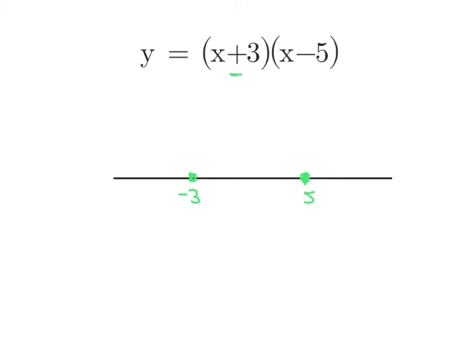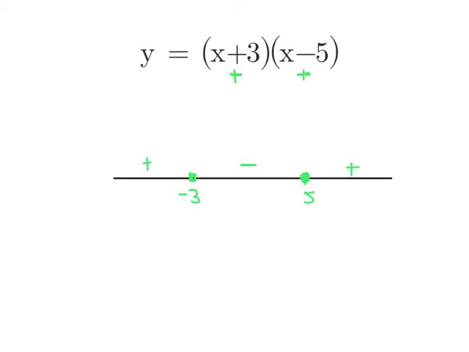-1 billion plus 3 is negative. -1 billion minus 5 is negative. So we'll take a negative times a negative and come up with a positive number. When we pick a number in between -3 and 5, like 0, 0 plus 3 is positive, 0 minus 5 is still negative, so that product will be negative. And then when we pick something positive, like a billion, a billion plus 3 is positive, a billion minus 5 is positive, so the entire product is positive. And there we have our sign chart.